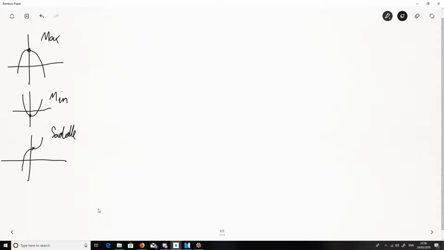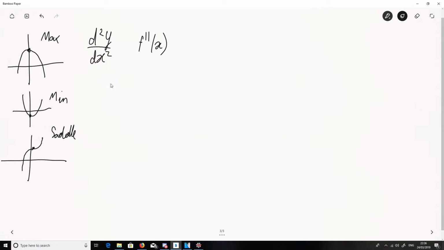Now, the way we can tell which kind this is for any given graph is by taking a second derivative. So taking a second derivative, you write it like this: d squared y by dx squared. Or if you're using function notation, you can write it as f double dash x.